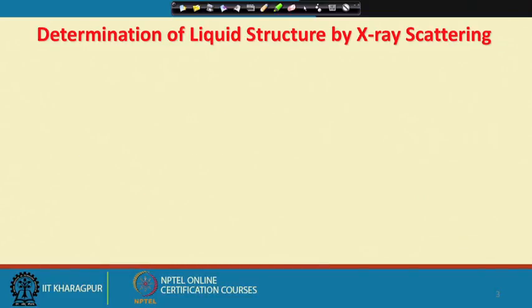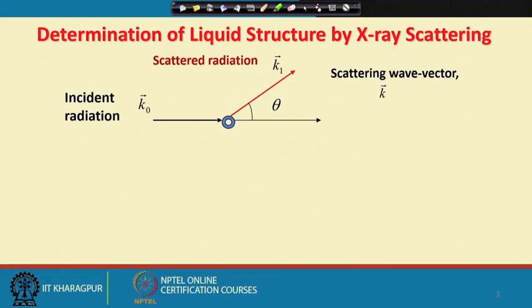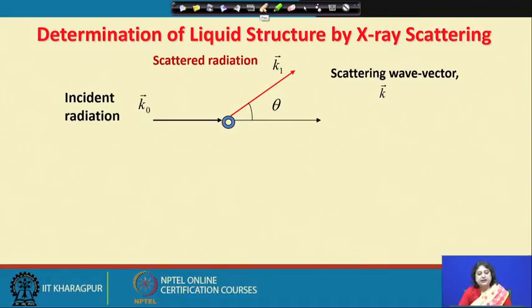So, let us start by discussing the determination of liquid structure by X-ray scattering. As you may have encountered in your studies on solid state chemistry, X-ray scattering is usually used for the determination of structure in the case of solids. But the same principle can be used in the determination of the structure of liquids as well. So, what is the basic setup? The basic setup is as follows.